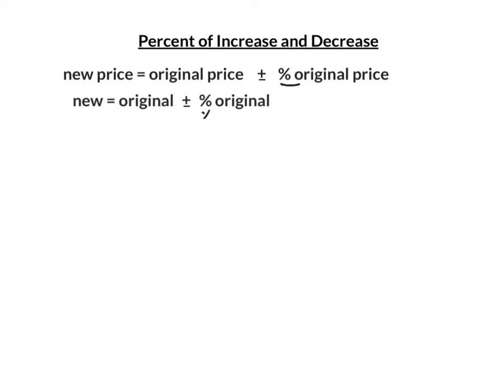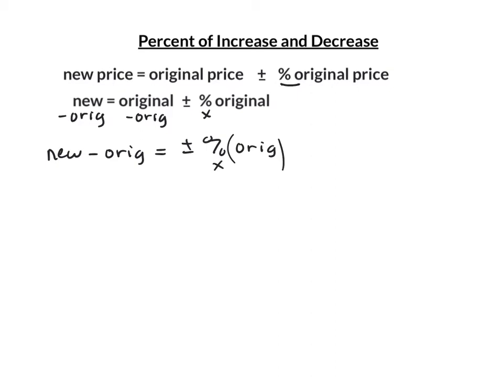Treat that percent like an x. Imagine if you were solving for x trying to get it by itself. The first thing you would do is subtract the original, and you would have new minus the original equals plus or minus a percent of the original. And then the last thing you would do to solve for the percent, get it by itself, is you would divide both sides by the original.